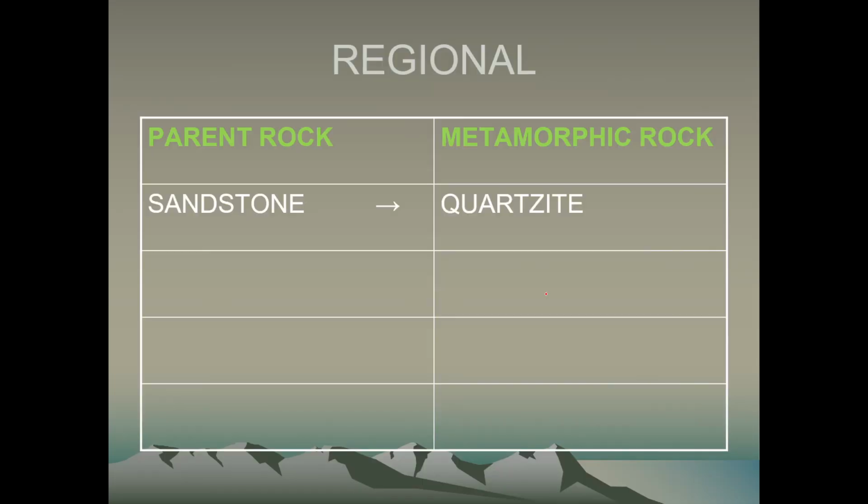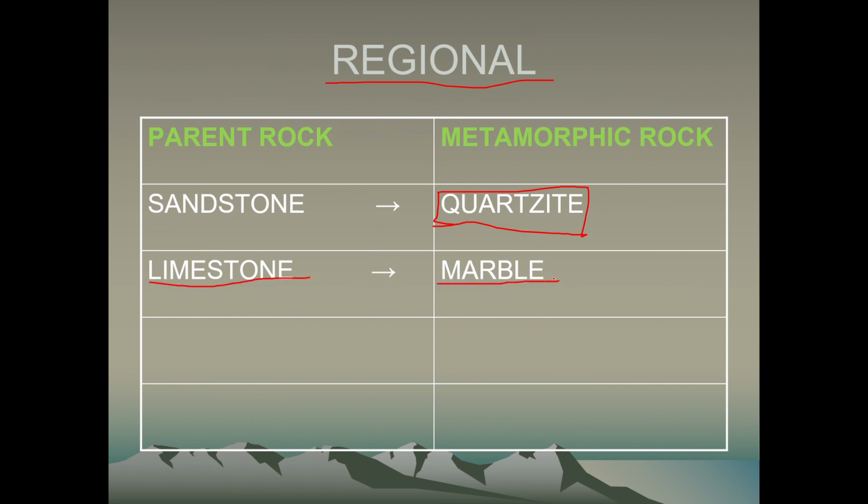So with regional metamorphic rocks, what are the parent rocks? Well, with sandstone, we will also get quartzite. Imagine that. So even with contact metamorphism and regional metamorphism, we still get the same thing. And with limestone, same sort of thing, we will get marble.